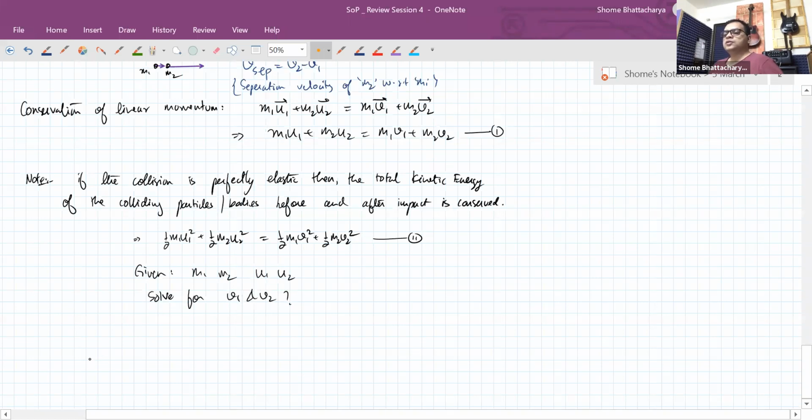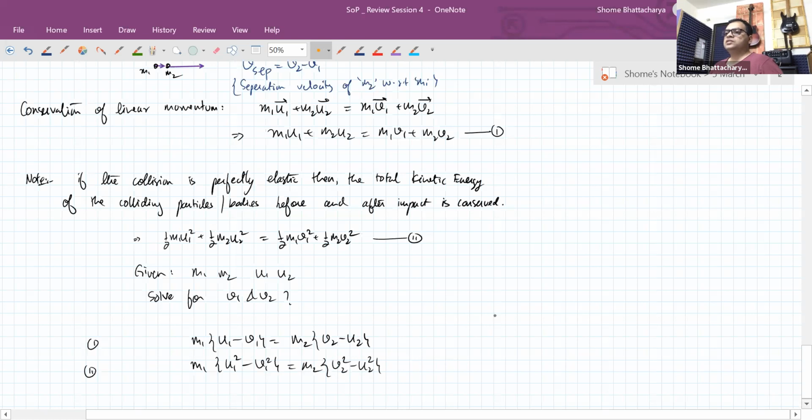So let's look at that. The first equation can be rearranged and written in this way: M1 into (U1 minus V1) is equal to M2 into (V2 minus U2). And the second equation similarly can be rearranged and written like this: M1 into (U1 square minus V1 square) is equal to M2 into (V2 square minus U2 square).